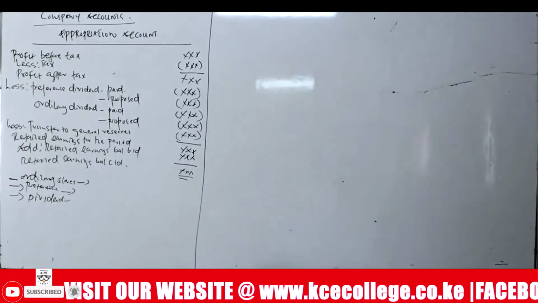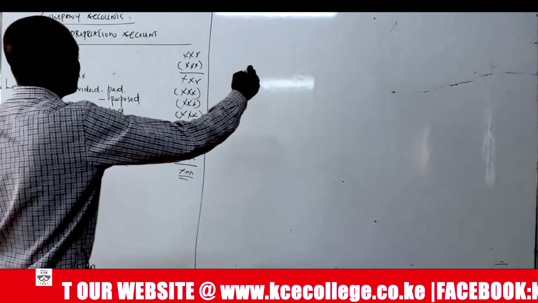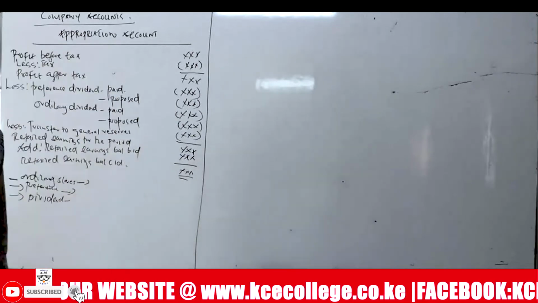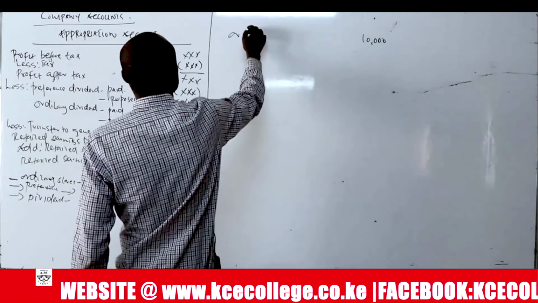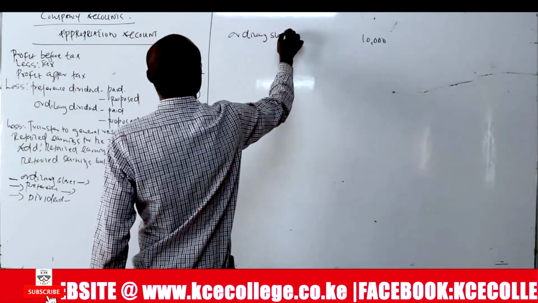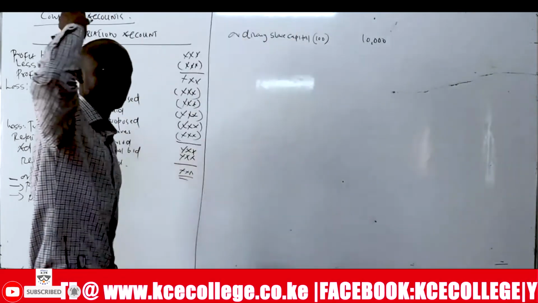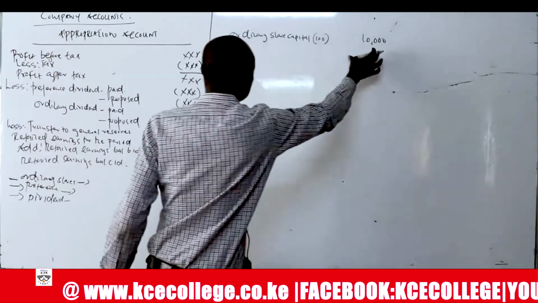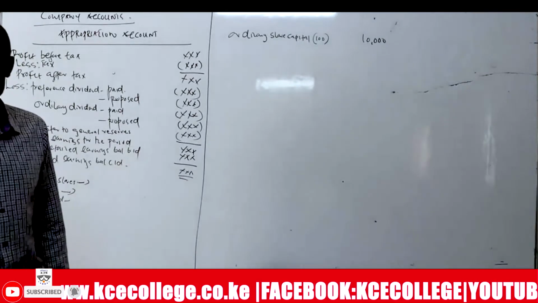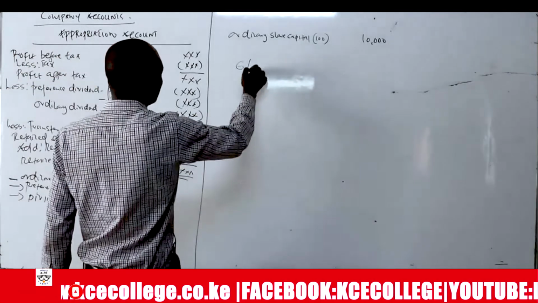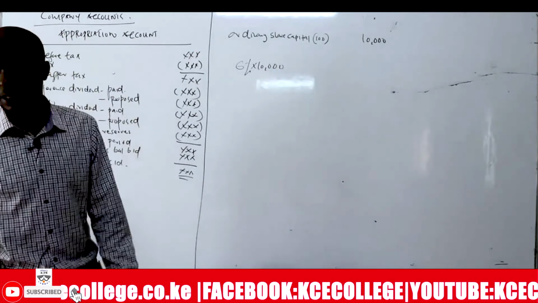So how do you determine dividend to be paid? There are two ways in which you can determine the dividend to be paid. In most cases, they can give you the rate of the total capital. For instance, we have 10,000 ordinary share capital. Maybe each share is valued at 100 shillings. So this is the total value of the ordinary share capital. In some questions, they'll give you a particular rate, maybe 6% of the entire capital value. So you take 6% of 10,000. That one will be dividend.